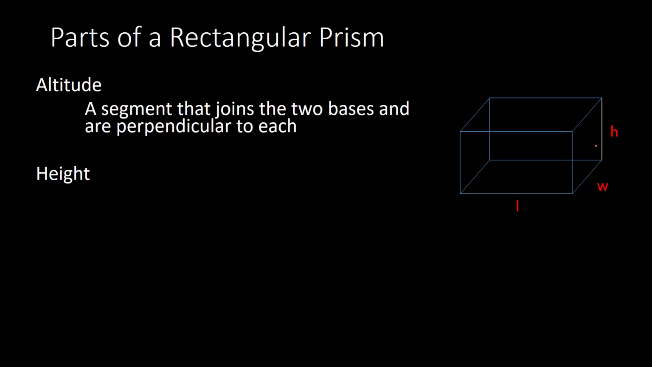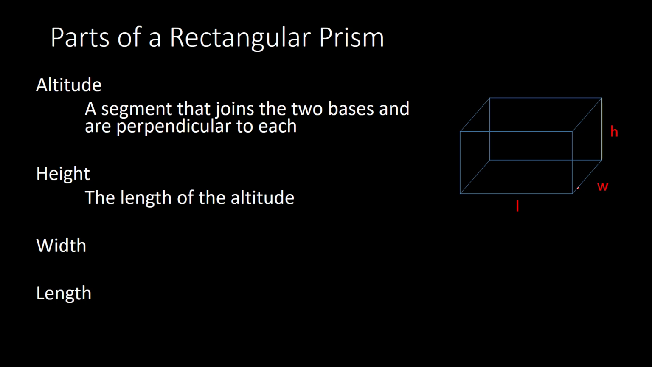Next we have the height, which is the length of the altitude. So for our intents and purposes, altitude and height would probably be used interchangeably for the most part, but there is a slight nuance in the sense that the altitude would be the segment that connects the two bases, and the height is the length of that segment. And then we have the width of the prism, which would be how wide it is. So this line right here would be the width, and the length is how long it is. So right here at the bottom would be your length.